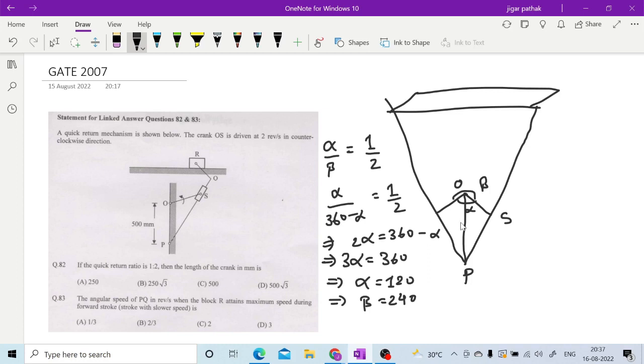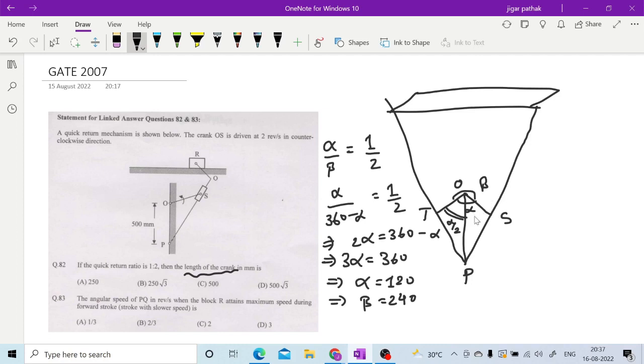Now if you see, this whole angle is alpha, so this angle is alpha by 2, right? Let us call this OS as OT. What you are asked is the length of the crank. Length of the crank means this OT or OS is the length of the crank. Excuse me, sir, your voice is not loud, I can't hear. Okay, can you hear me now? Yes, sir.